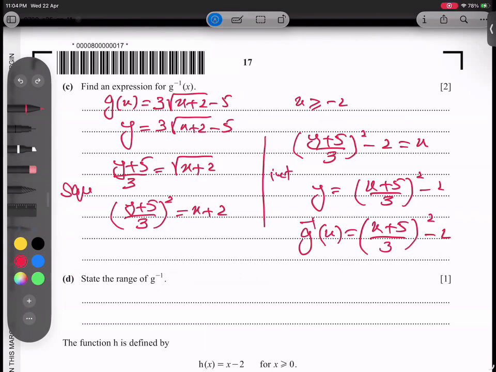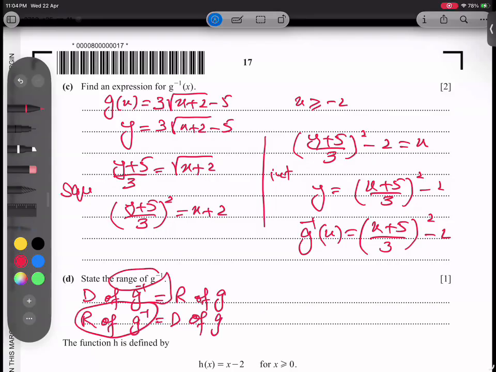Do you know, students, we have a rule? Rule is what? I write both rules. Domain of G inverse is equal to range of G. And range of G inverse is equal to domain of G. So now what I'm looking for is range of G inverse. Range of G inverse I'm looking for is domain of G, and domain of G is this one.